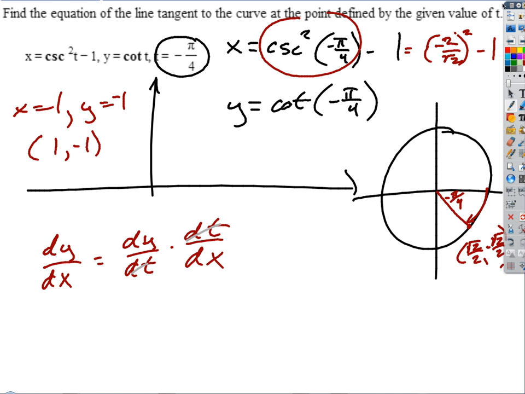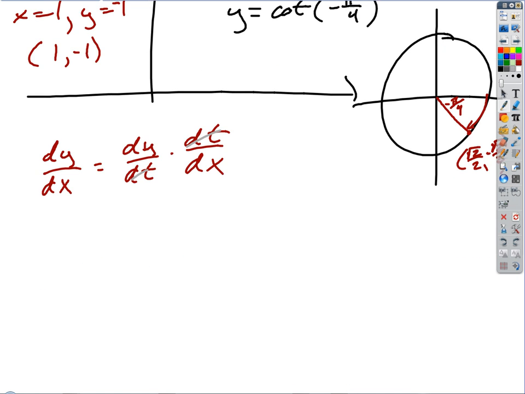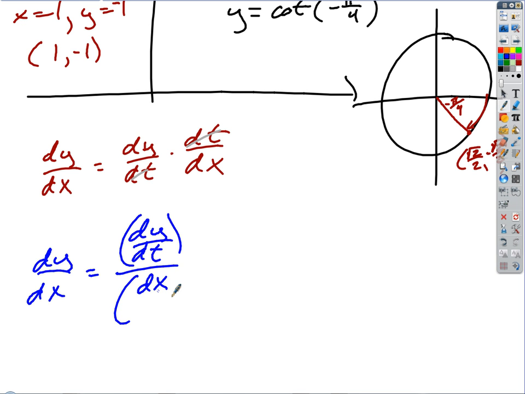What if we said dy/dx equals dy/dt divided by dx/dt? Same thing, isn't it? Right? Does that make sense? Okay. Doesn't matter which way you do it.